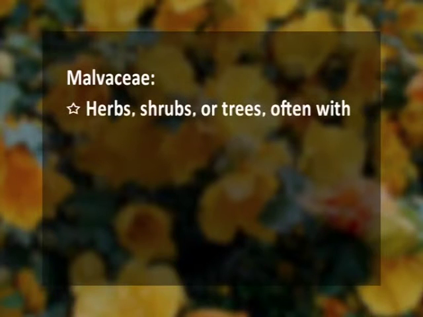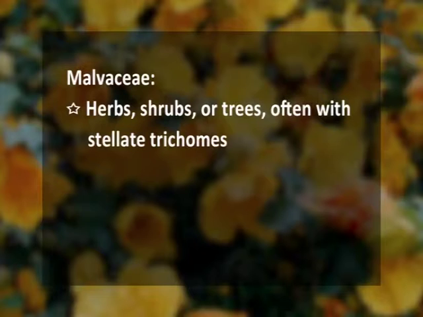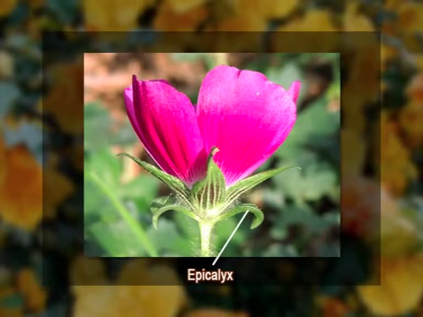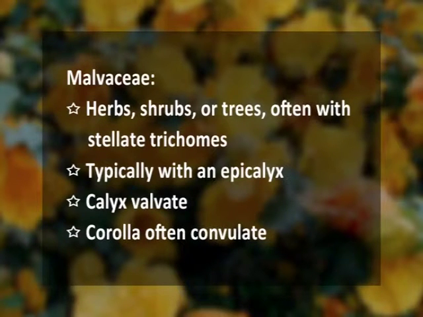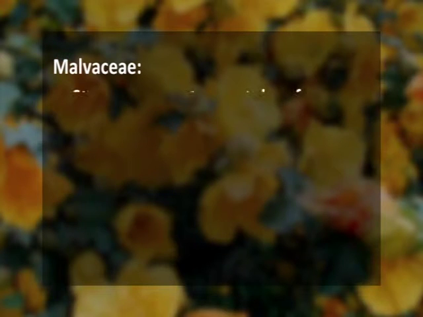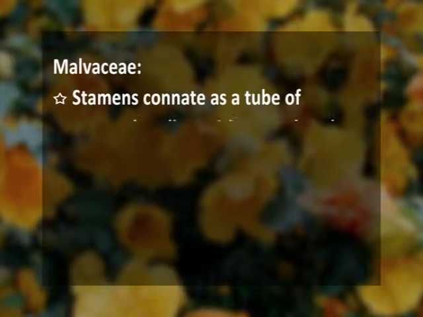The family members are unique in having herbaceous or shrubby or tree habit. They are often with stellate trichomes. They are typically having an epicalyx. The calyx is present and is characteristically valvate. The corolla is often convolute. The stamens are connate as a tube.